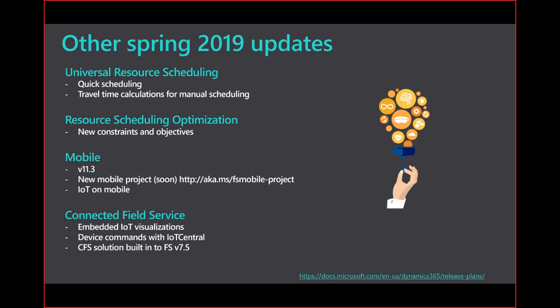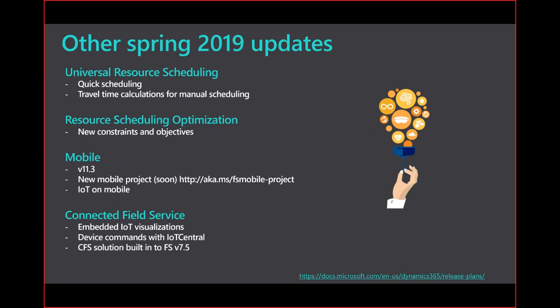Before we get to the Q&A, I just want to make people aware of some of the other updates that are happening also related to the field service solution. Technically it's a different solution, but universal resource scheduling works hand in hand with field service. There were two fairly big updates with URS. One was quick scheduling, and the other was travel time calculations for manual scheduling. We have documentation for both if you go to the field service docs.microsoft website.